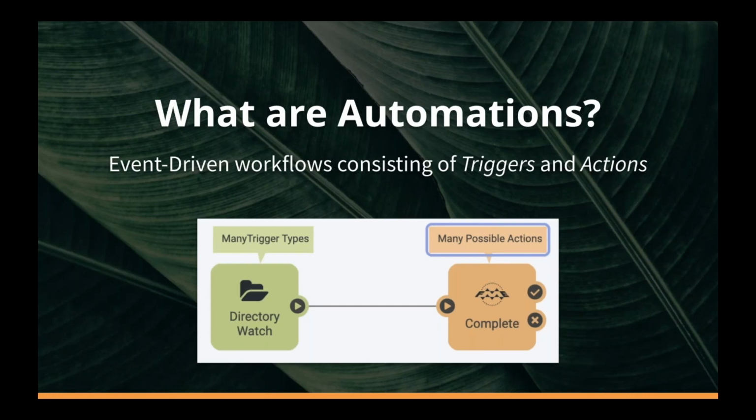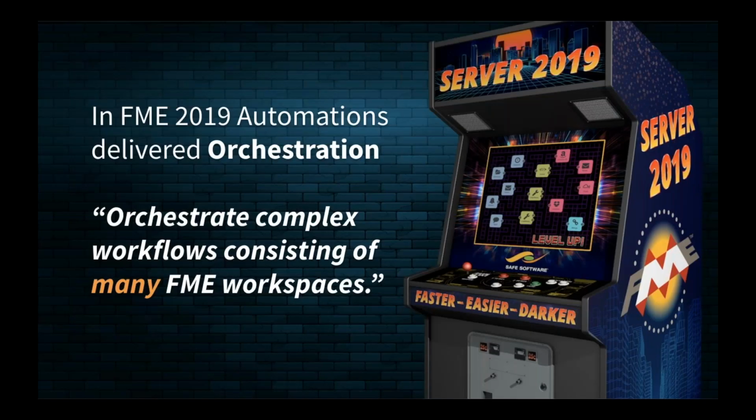So just for folks who haven't seen what automations are, in 2019 we announced these automations, and these are event-driven workflows that are again built in a graphical interface. So you'll have a trigger, and there's many different types of triggers, from webhooks to data arriving to schedules, and then you can chain many possible actions. In 2019, we talked about orchestration, because you could have a single event orchestrate a complex workflow of many FME workspaces.